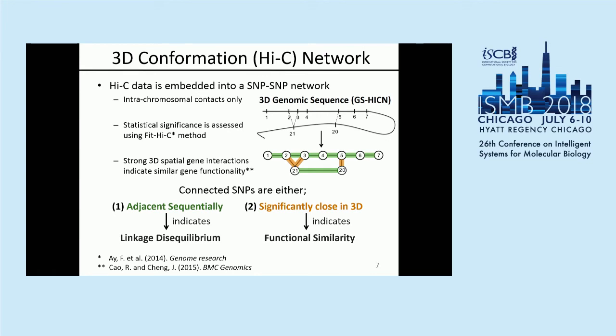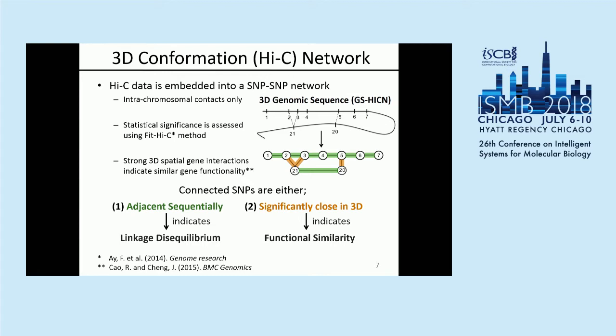To construct this network, we first process the interchromosomal contact matrices and assess the statistical significance by using the Fit-Hi-C method. Then, in our network, we connect the SNPs that are significantly close in 3D. Regarding this, there's a study which suggests that strong three-dimensional spatial interactions on gene level indicate similar gene functionality. So following this intuition, here we apply it on the SNP level with our network.